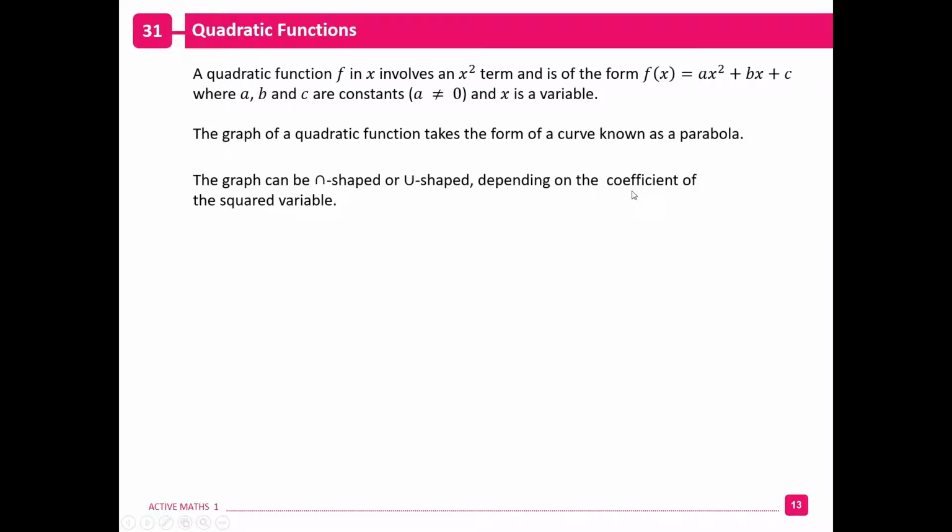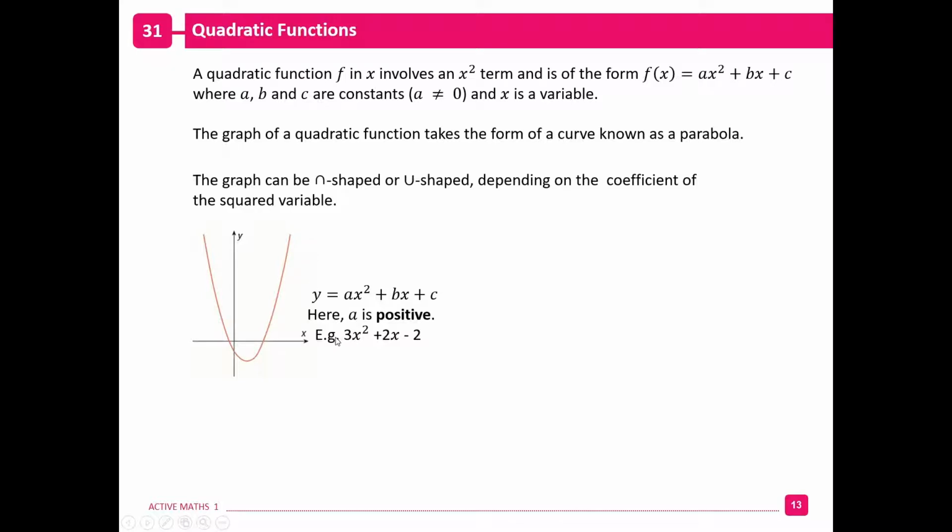Now, if you remember, coefficient means the number attached to the letter. And the squared variable means this term here. This term is the variable, the letter x, that's squared. So in other words, whatever number a is, whatever number is in front of the x squared, that will tell us whether our shape is going to be a frown or a smile. So for example, here is what we call a positive quadratic function. It's a smile.